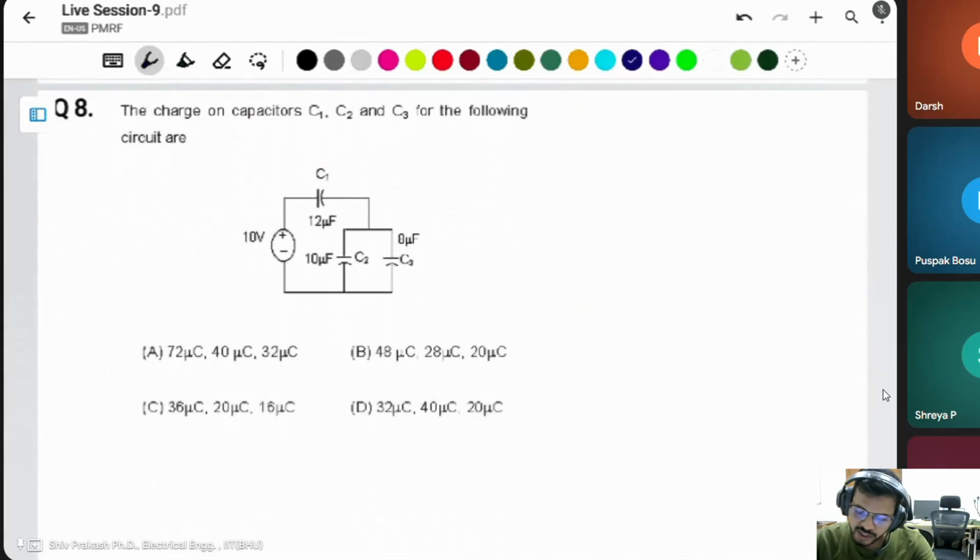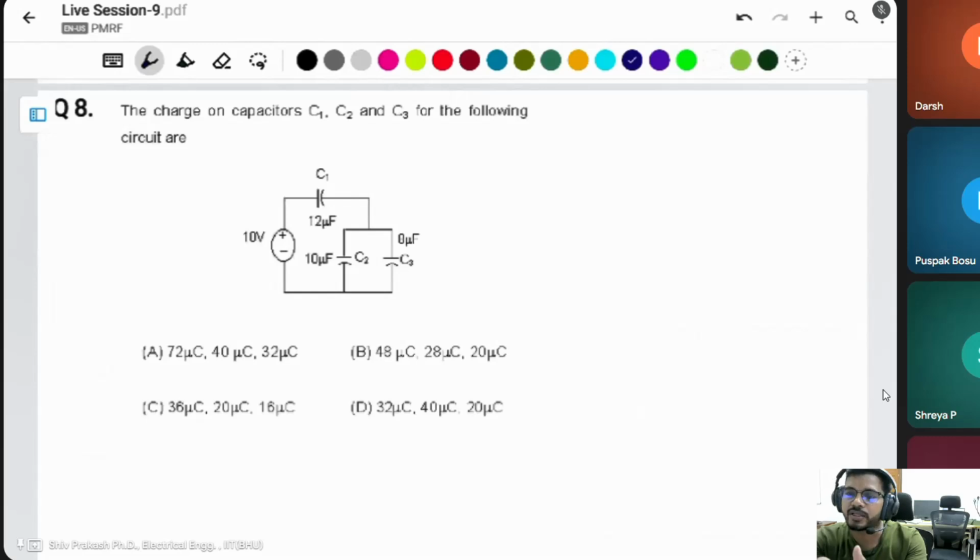Find the charge on capacitors C1, C2 and C3 for the following circuit. Next question, there are 3 capacitors. We have to find the charge of each capacitor. It is connected to a DC voltage source of 10 volt. All the capacitors will be open circuit, but you have to find the voltage at every capacitor.